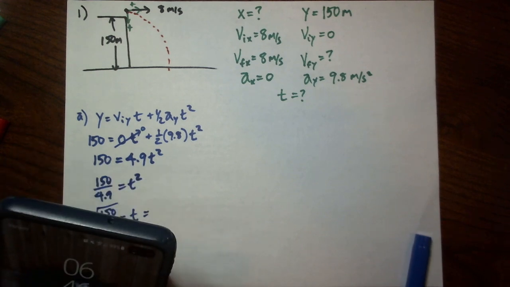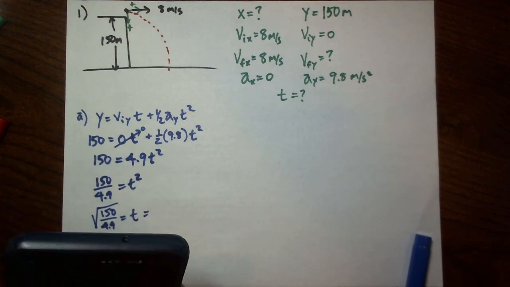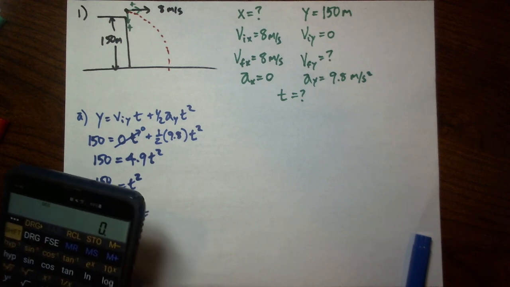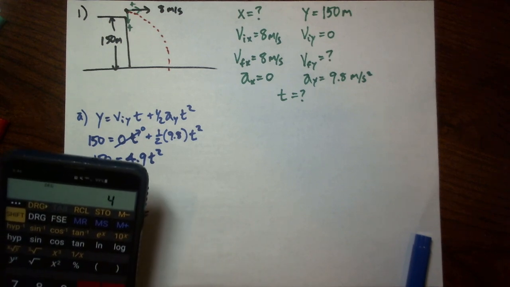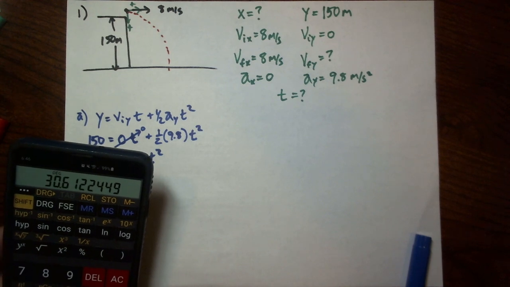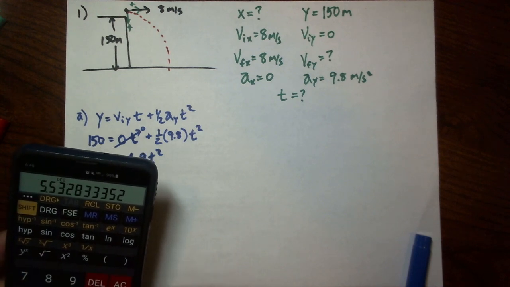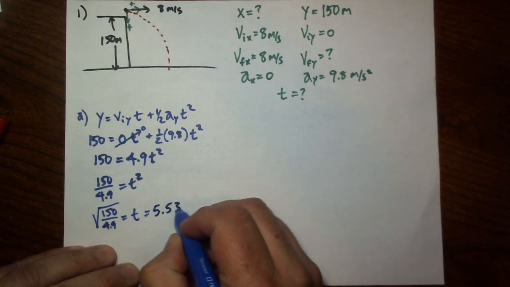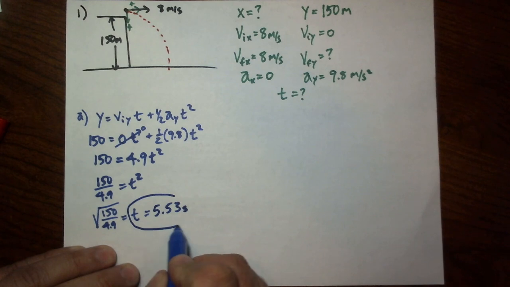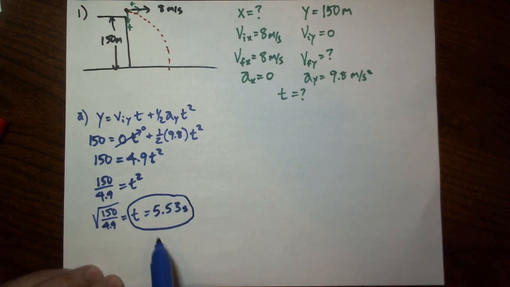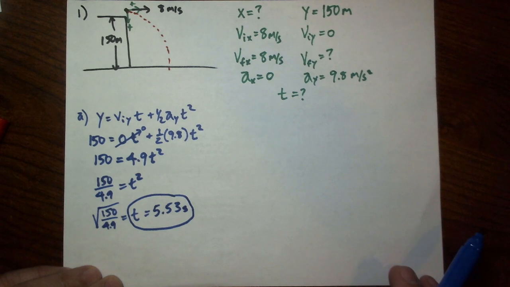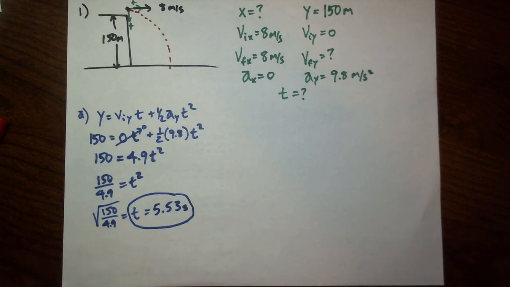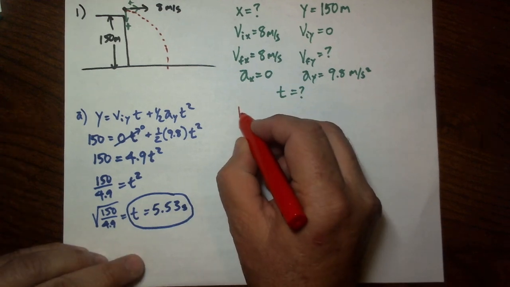I'm going to get a calculator out here just as soon as I figure out where it is on this thing. Okay, 150 divided by 4.9 equals, and then I'm going to take a square root, 5.53. And that's the answer to part A. That's a longish time, but this is a very tall cliff. I don't know where you find 150-meter tall cliffs. Grand Canyon. Okay, next up, we're going to do part B, which is how far from the edge of the cliff does it land.